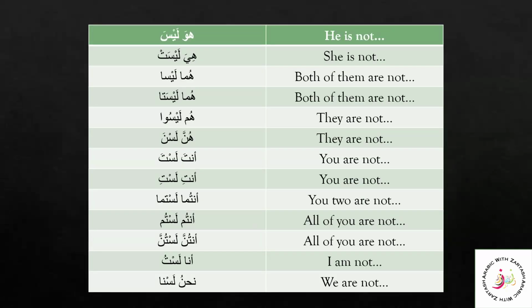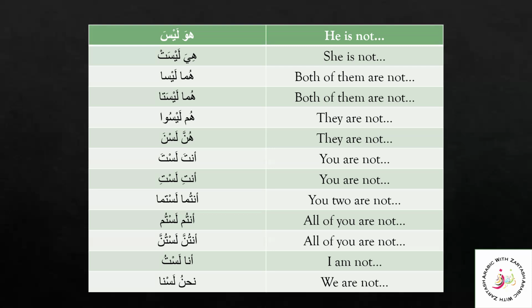This is the chart for laysa. Huwa laysa, he is not. So whenever we see that any of the versions are used, like they, you, all of you, or I, or we, we are going to use these forms for laysa, not just laysa. So huwa laysa, he is not, because we know that laysa is an irregular verb. Remember that it is an irregular fi'l. And also notice that after the hunna, the ya is dropped.